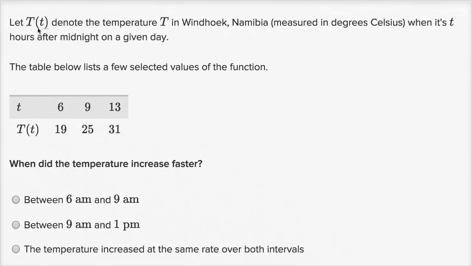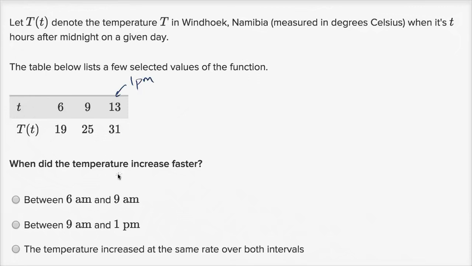Let T of t, so capital T of lowercase t, denote the temperature capital T in Windhoek, Namibia, measured in degrees Celsius when it's t, lowercase t, hours after midnight on a given day. The table below lists a few selected values of the function. All right, 6 hours after midnight, our temperature is 19 degrees Celsius. 9 hours after midnight, or 9 a.m., 25 degrees Celsius. 13 hours after midnight, which is the same thing as 1 p.m., our temperature is 31 degrees Celsius.